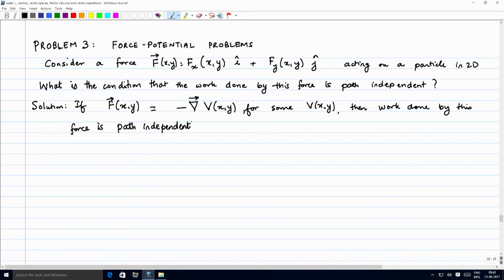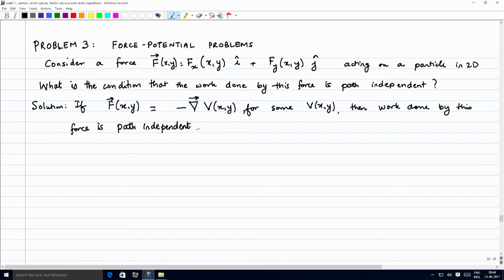Okay. So, if you want to know whether the work done by the force is path dependent or not, then you should check whether it can be written as a negative gradient of some potential function v of x y. And notice I really emphasize the dependence of variables when I write the functions. When I write force, I explicitly have written that it is a function of x y. This is actually a very good habit to get into. When you write equations, you have to write what these are functions of.